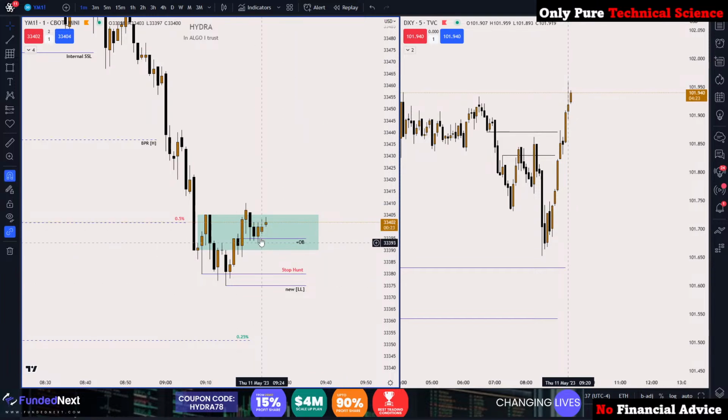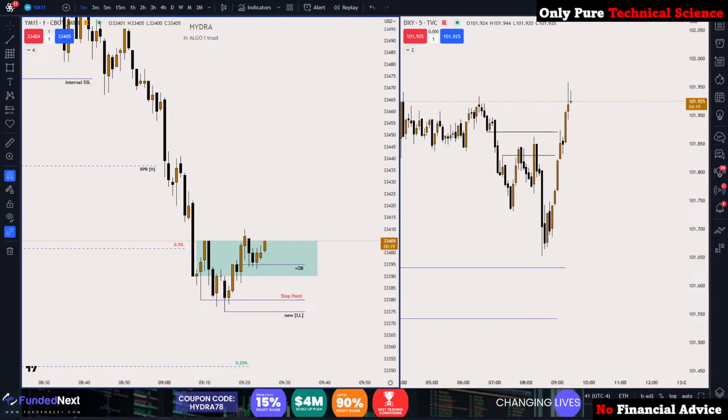$9.25. Let's see if price confirms that it wants to remain heavy towards the buy side liquidity. Where can we take a partial? We can take a partial here, right at this high. Or we can close our trade here though, because that will be a 2-hour trade.